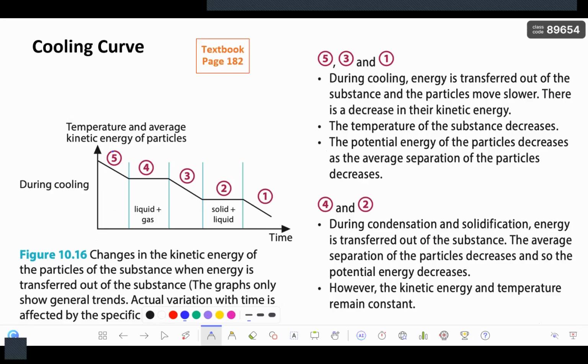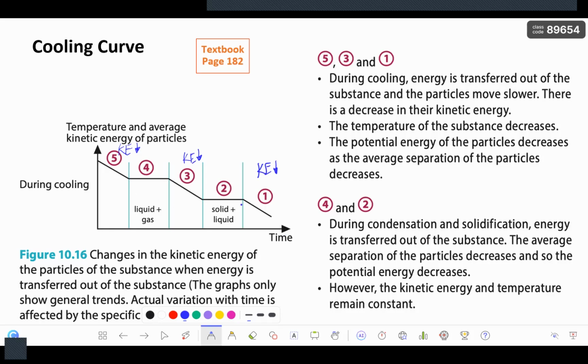Okay, so similarly, at 5, 3, 2, whenever you see there is a change in temperature, it means that the particles have lost kinetic energy. Okay, all the energy that comes out of the particles comes out from the kinetic store of the particles. The kinetic energy decreases and therefore the temperature decreases. Okay, let me just jot down over here. So 1, 3, and 5 is when it is losing kinetic energy. The particles are moving slower and slower and slower.